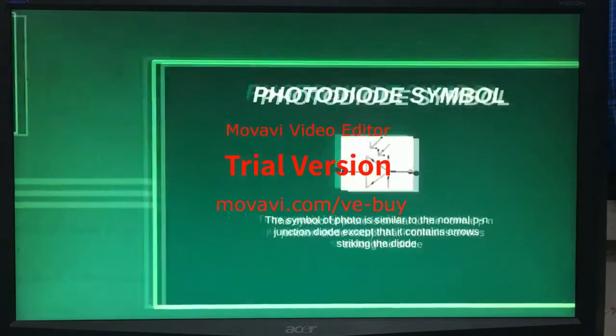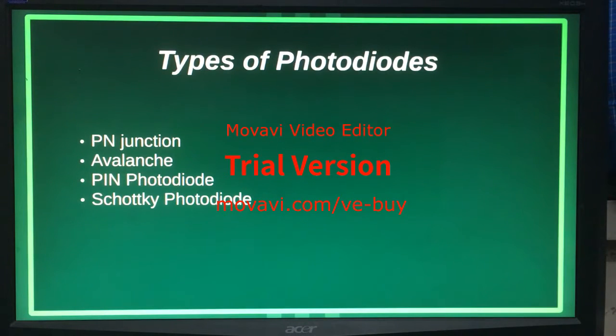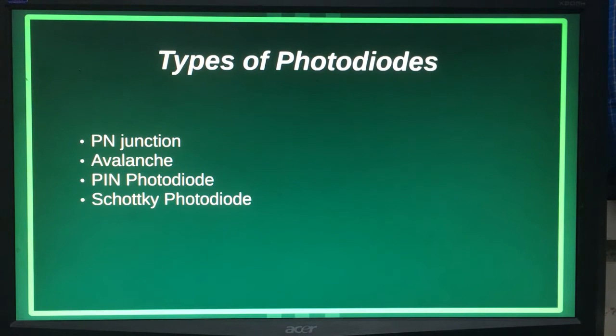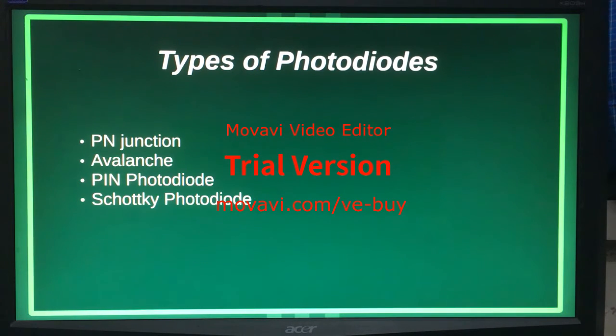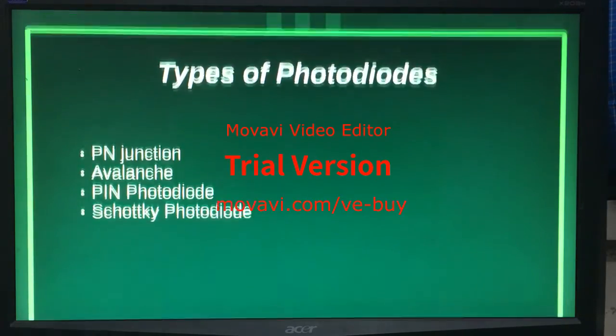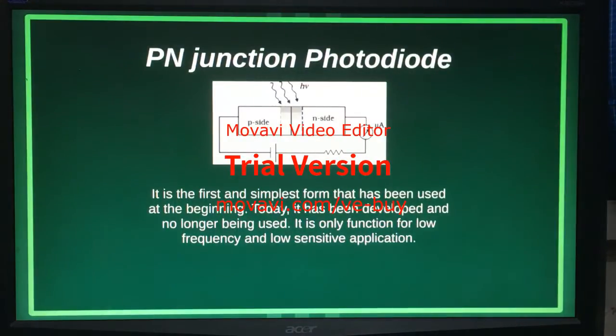So we move to the types of photodiode. Basically the photodiode is divided into 4 types, which are PN junction, avalanche photodiodes, PIN photodiodes and Schottky photodiode. We're gonna go one by one. So firstly we start with the PN junction photodiode. I put here the PN junction diagram.